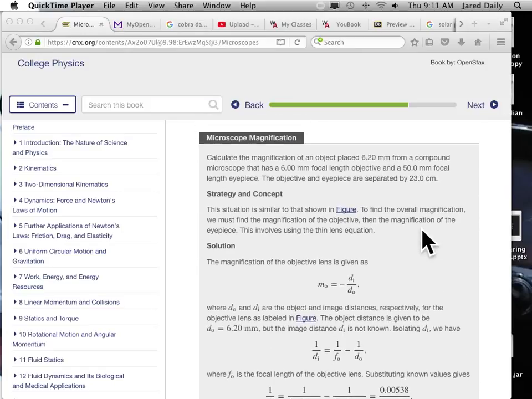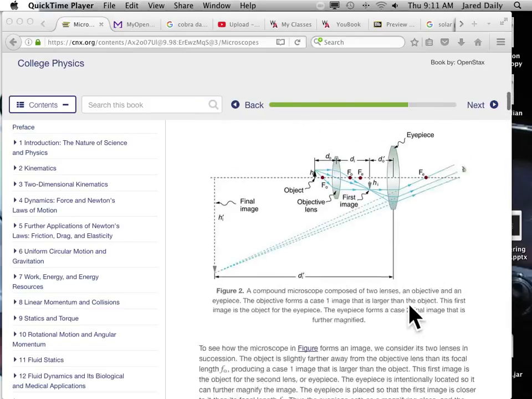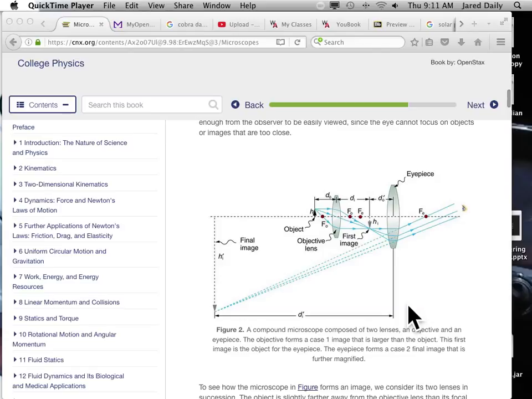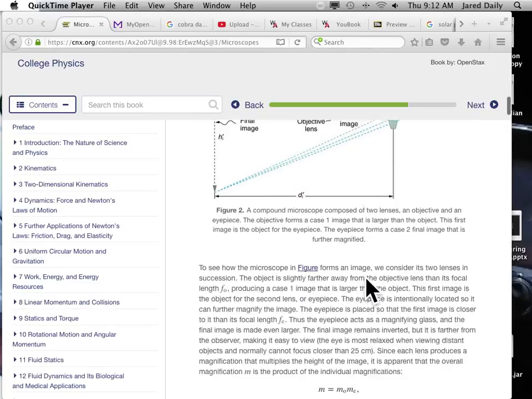And remember, magnification can be calculated by taking the distance to the image divided by the distance to the object with a negative sign in front. And that's how you get your magnification. Notice that the magnification for the first one is not very much, but the magnification from the second lens is huge, right? It's a big magnification from the eyepiece.